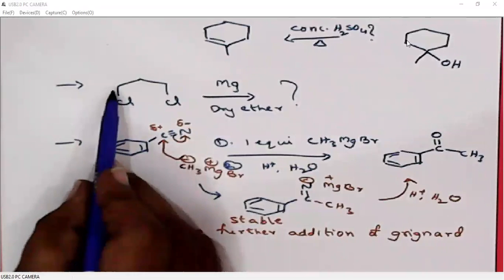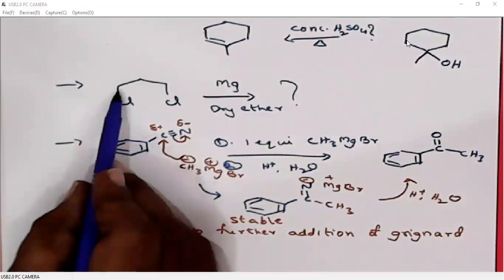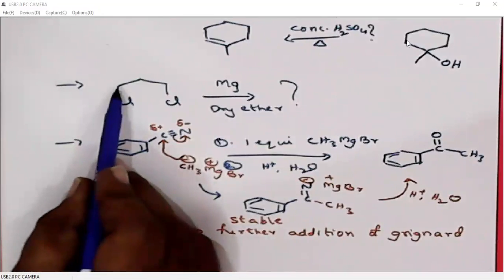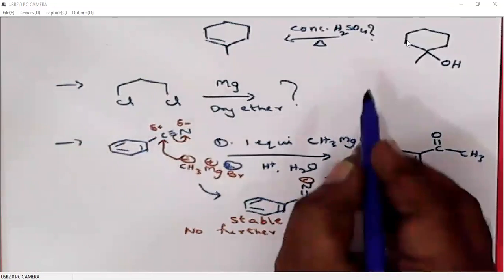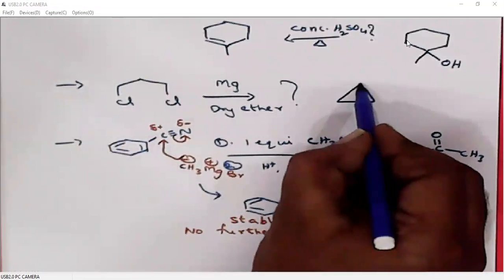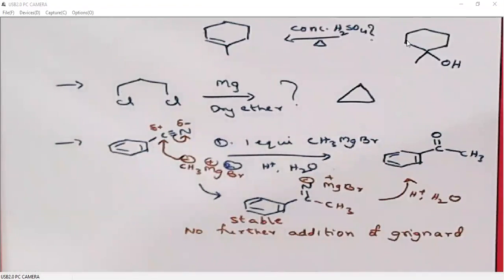Here, one of the alkyl halides will be converted to Grignard reagent, and that Grignard reagent will undergo nucleophilic substitution on the other alkyl halide. So we will get a cycloalkane.